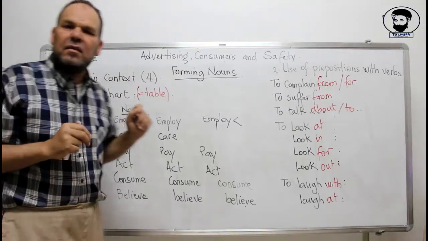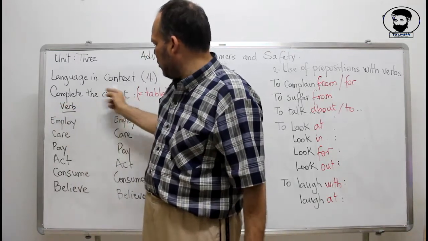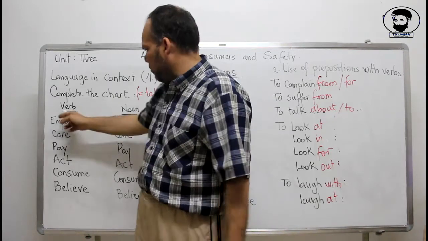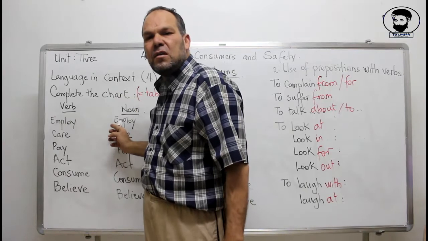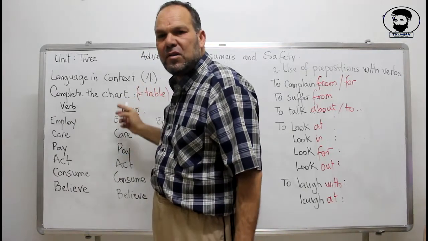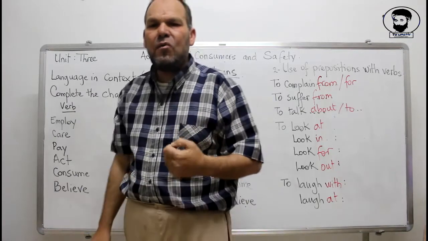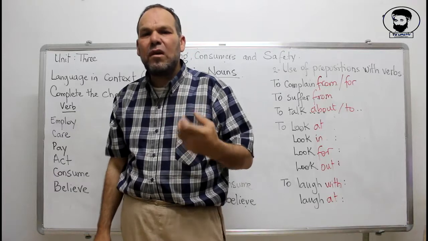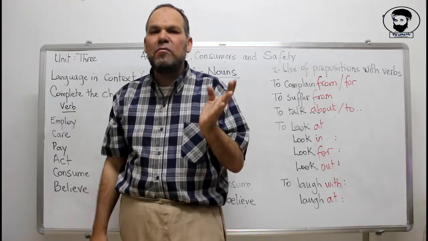Now, in your back exam, you have a task called complete the chart. The chart means a table. It means they give you a table, for example, with verbs and nouns, and this is called a chart in English. A chart is a table. So complete the chart means complete the table. And today I'm going to tell you how we can make a noun. Even if you don't know the noun of this verb, you've got many ways to make the noun.